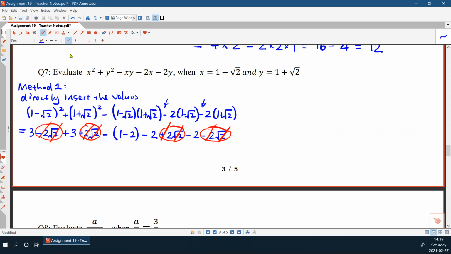So what's left there? 3 plus 3. Okay, 1 minus 2 plus 1. Because you have a minus 1, which is plus 1, right? And minus 2 minus 2. So this gives you 7 minus 4. And the final result could be 3, right? Do you understand? This is the most intuitive way to complete this task. Okay. Any questions?